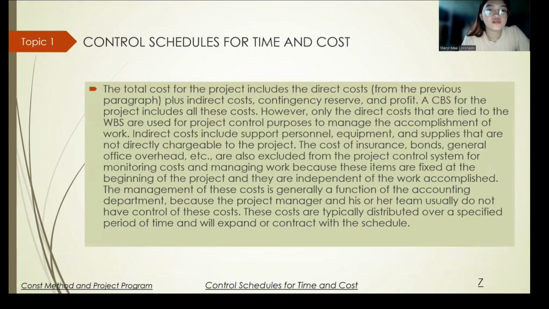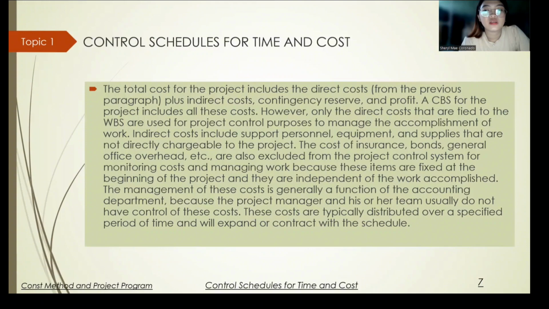So the total cost of the project includes the direct costs from the previous paragraph plus indirect costs, contingency reserve, and the profit. A CBS for the project includes all these costs. However, only the direct costs that are tied to the WBS are used for project control purposes to manage the accomplishment of the work. Indirect costs include support personnel, equipment, and supplies that are not directly traceable to the project.